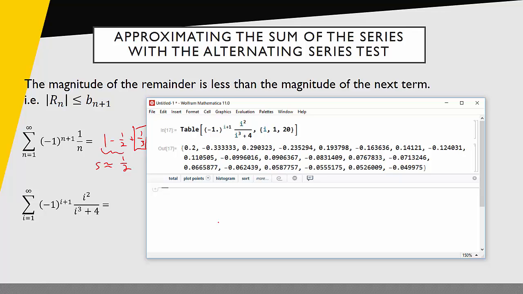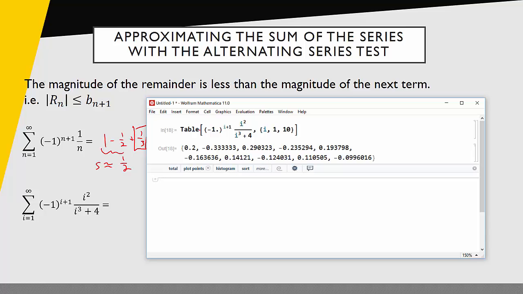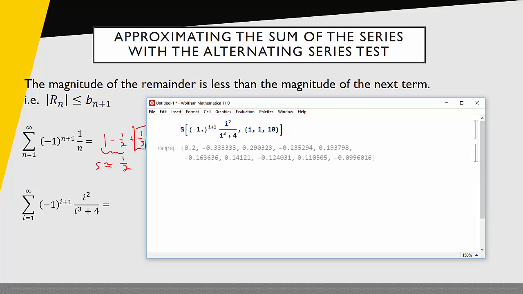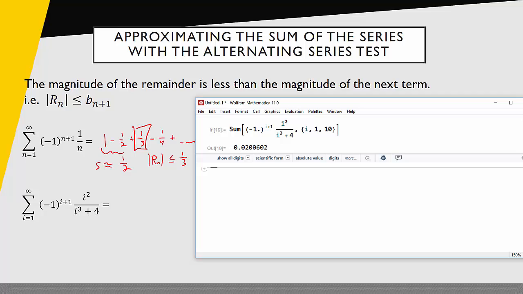Now let's see if we can approximate a value for the sum of the series. And so what I really want to do is just add up maybe the first several terms. So let's say we add up the first 10 terms. What I can do is just look at the first 10 terms, and then if I simply change my command from table to sum, this will add up the first 10 terms. So this is what I get when I add up the first 10 terms of my series. I get negative 0.020062. So in some sense that should be an approximation for the sum of the series.